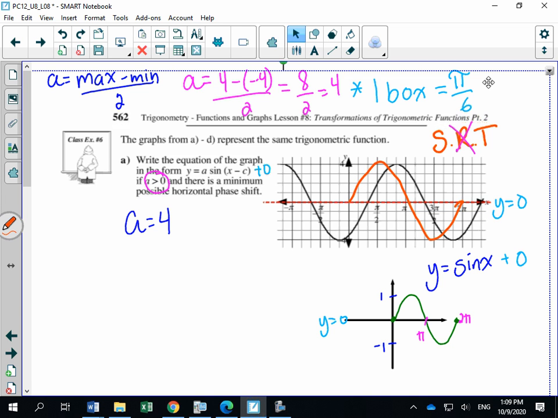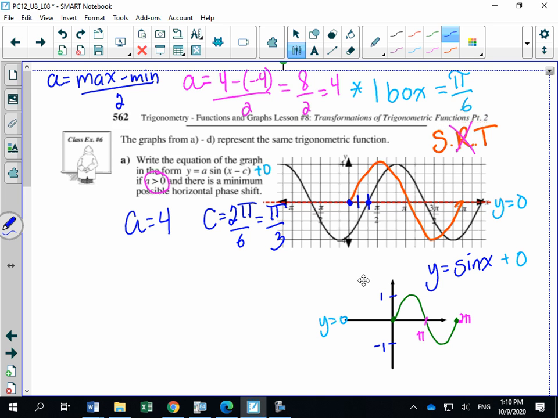Then you need to say, okay, what was the phase shift? So we start at 0, 0, and we're going to end here. What is my C value? Well, each box is worth, we said, pi over 6. So this would be 1 pi over 6, 2 pi over 6. So my C value is 2 pi over 6, which reduces to pi over 3. This moved pi over 3 units to the right.